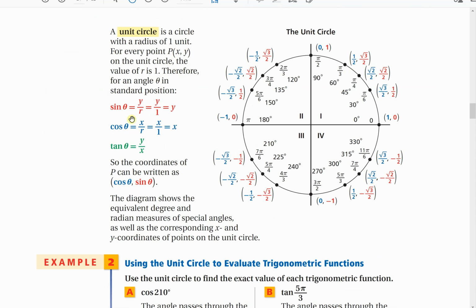So basically what happens is this. For an angle theta in standard position, the sine of theta is just y, the cosine of theta is just x, and then the tangent is still going to be that y over x. What this ends up creating is this situation here where these coordinates, these points, instead of xy, can be considered cosine theta, sine theta. And so this diagram here shows you all the major angles.